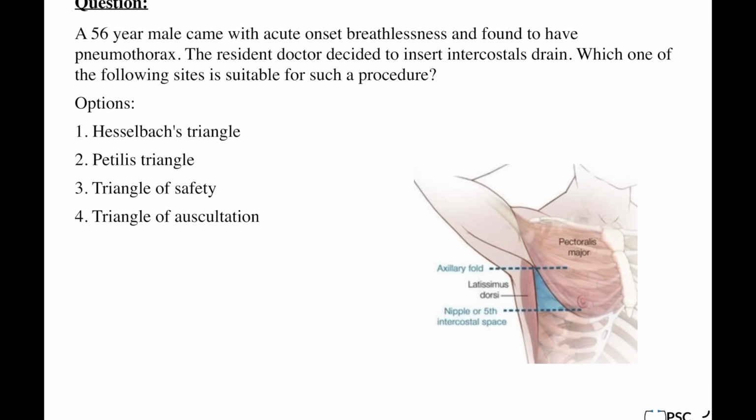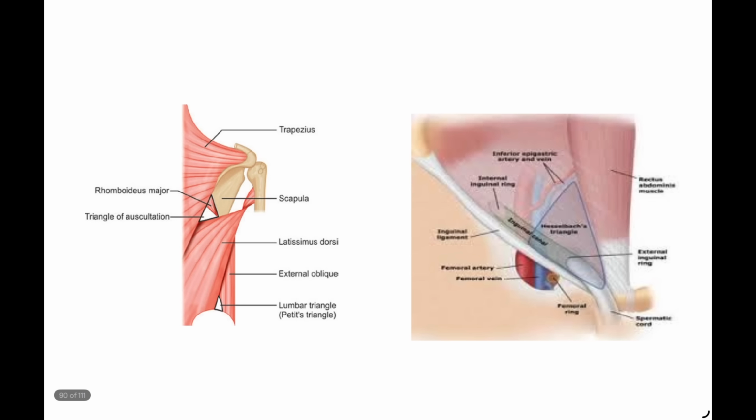The question is a 56-year-old male, acute onset SOB, pneumothorax, intercostal drain. Triangle of safety is the best option. Simple, as simple as that. There is nothing called Pettilis triangle, don't get confused. Triangle of auscultation is present on the back side of the chest. See here, best place to hear lung sounds or breath sounds. Hesselbach triangle, we all know, direct and indirect hernia. You'll know direct hernia comes from this Hesselbach triangle, which is anteriorly present.